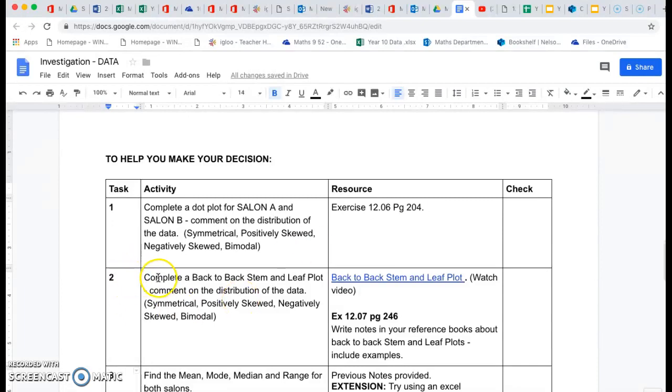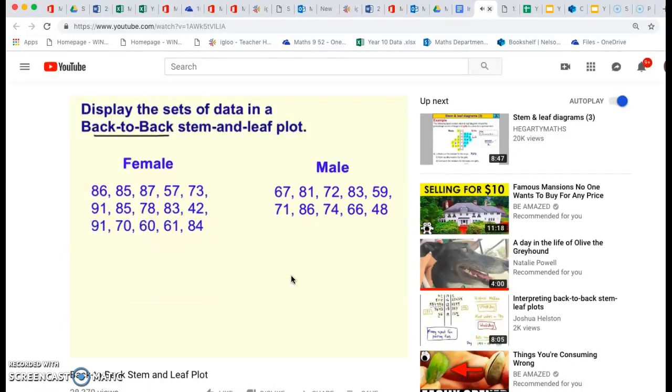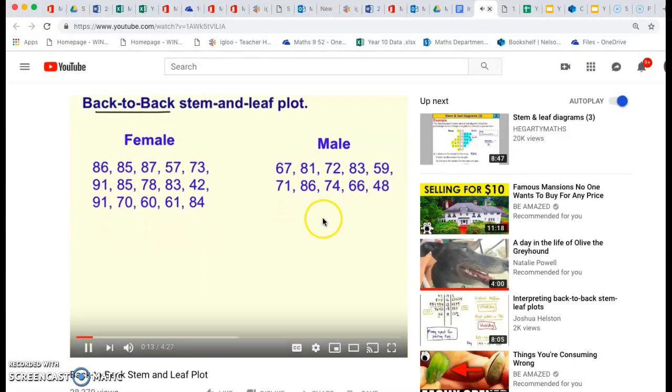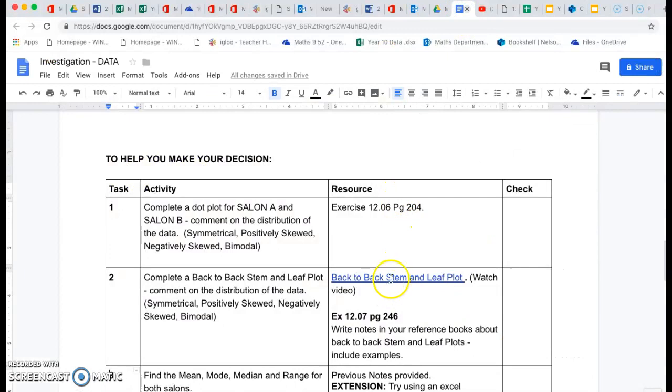Your second task is you have to complete a back-to-back stem and leaf plot. Again, you need to comment on the distribution of the data. For the back-to-back stem and leaf plot, if you click on this, we have this video. We're going to do a back-to-back stem and leaf plot. What this allows you to do is compare 2 different sets of data together at the same time. So a back-to-back stem and leaf plot, I'm going to scroll this up a little bit. For this example, we're comparing females to males. Of course, you will be comparing Salon A with Salon B.